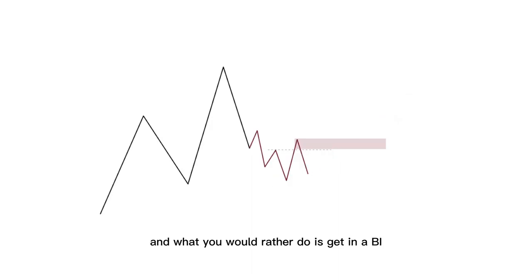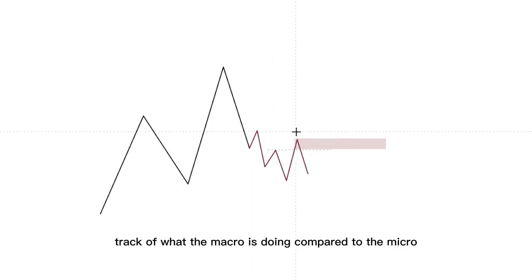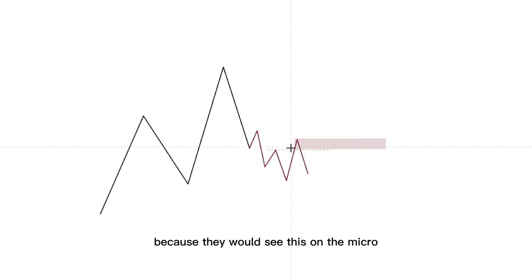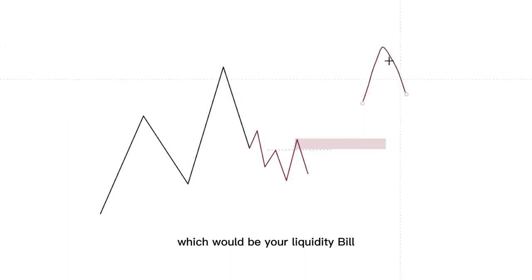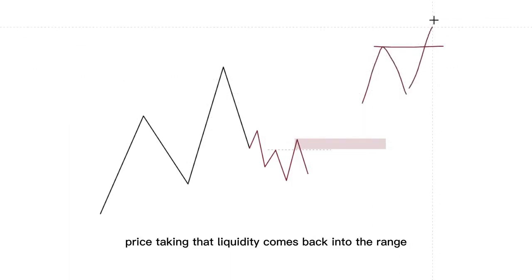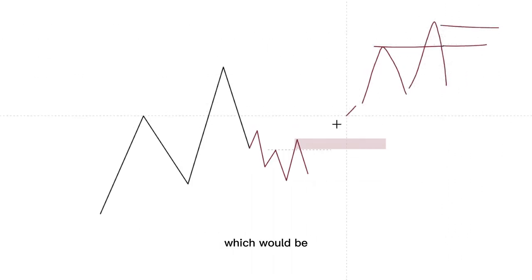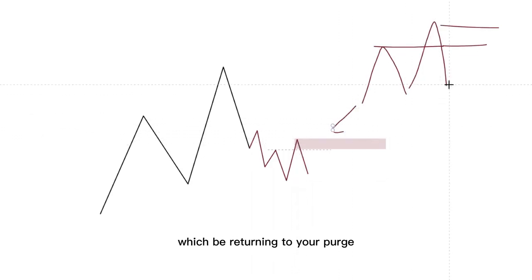What you would rather do is get in a buy and look for a bullish order block to continue higher. And this is one of the major reasons why a lot of traders lose, because they lose track of what the macro is doing compared to the micro. They would see this on the micro and think this is a purge, which would be your liquidity build, with price taking that liquidity and coming back into the range, and they would wait for the RTO right here, which would be return to origin, returning to your purge. But price will blow right through them.